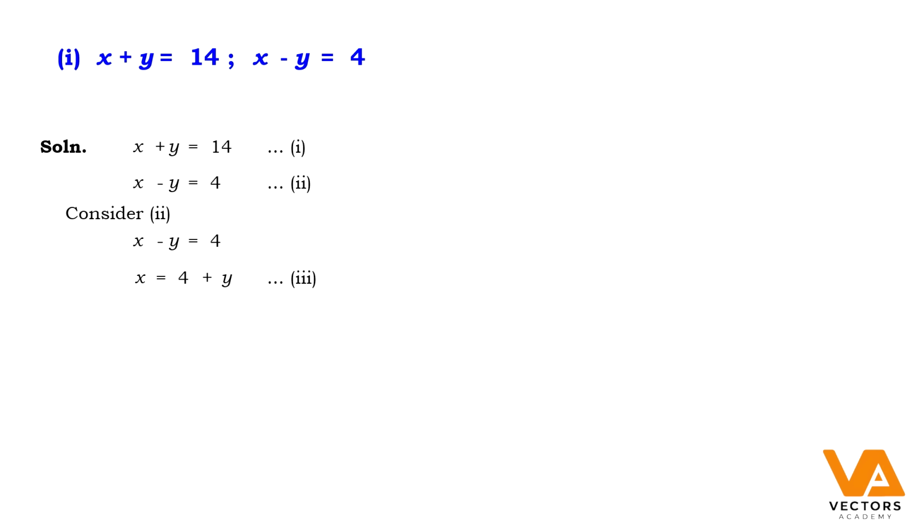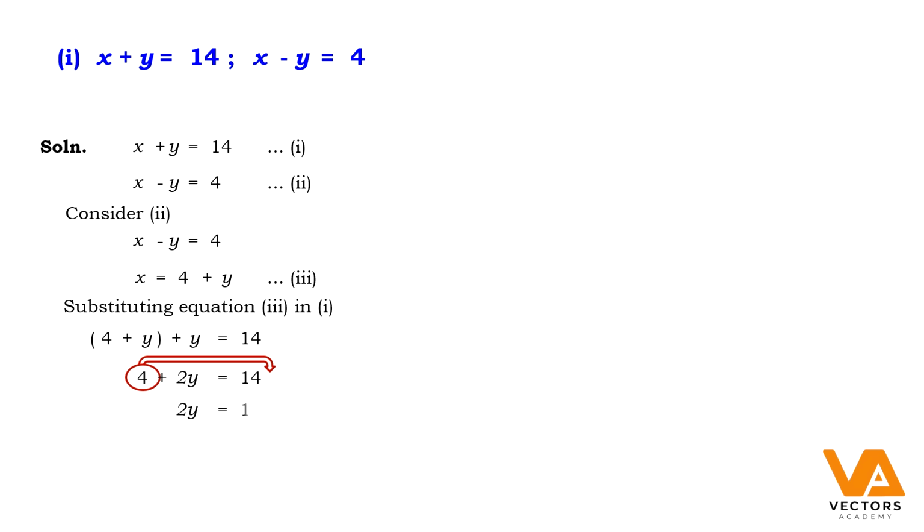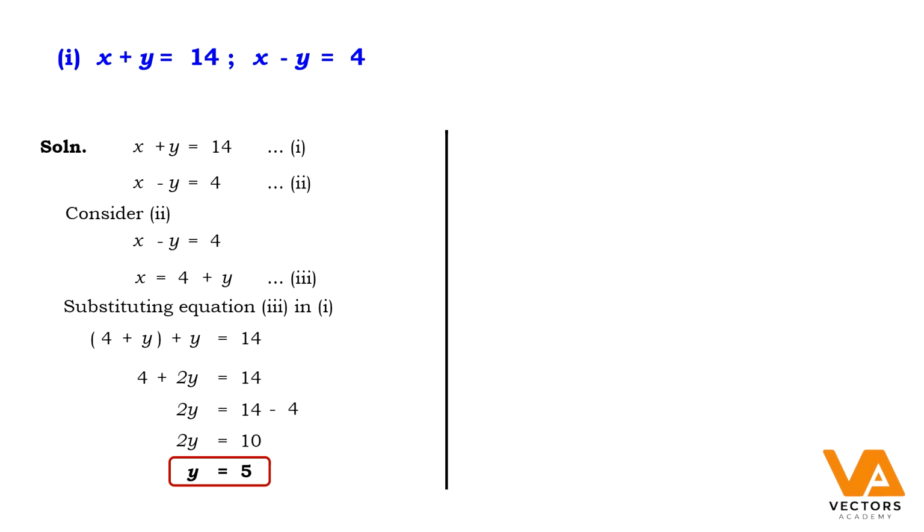Now let us substitute this value of x in equation 1. So what I'll get is 4 plus y plus y is equal to 14. Solving this further, I'll get 2y is equal to 10 and y is equal to 5. Now once you get the value of one of the variables, we can find the value of the other variable by substituting in any one of the three equations, 1, 2 or 3. The third one will be quite simple, isn't it?